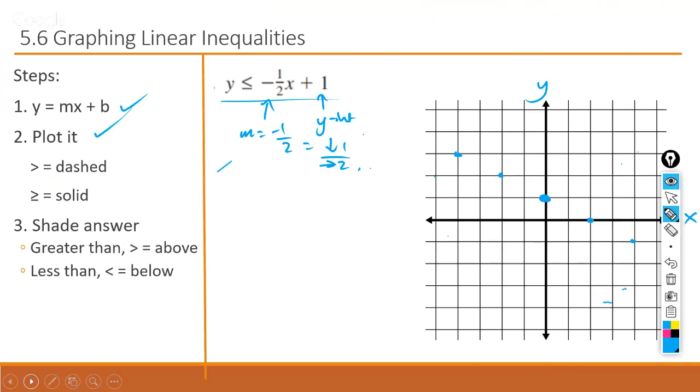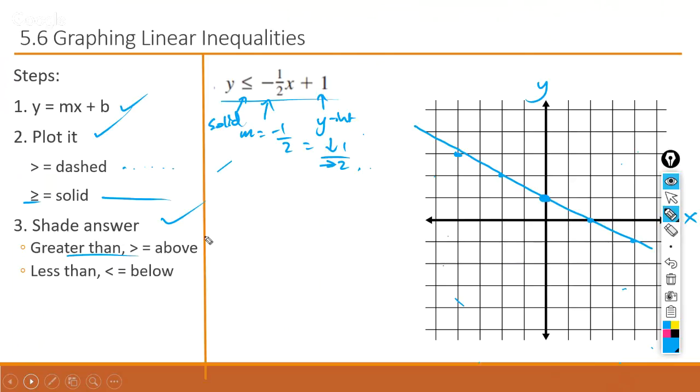Now we've got to plot it. If it's got no bar underneath, it'll be a dashed or dotted line. If there's a bar underneath, it's going to be a solid line. Ours is solid because there's a line underneath. So then you make your line nice and straight. Nice and straight. And now the last part of this is shading your answer.